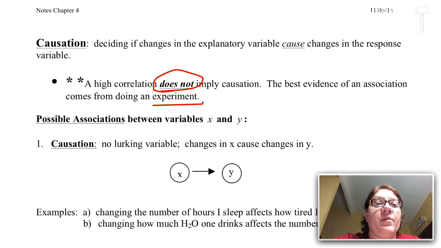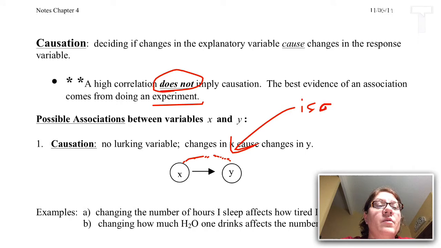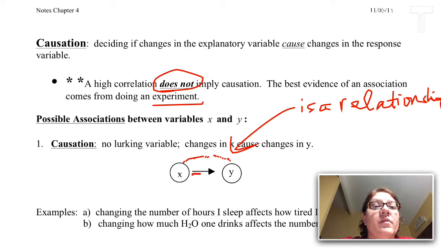Okay, so one possible relationship between the x and y variables is called causation, which has no lurking variable. And so the diagram would look like this. By the way, there's always a dotted line up above to show that there is a relationship or an association. And this arrow says that x directly causes y.